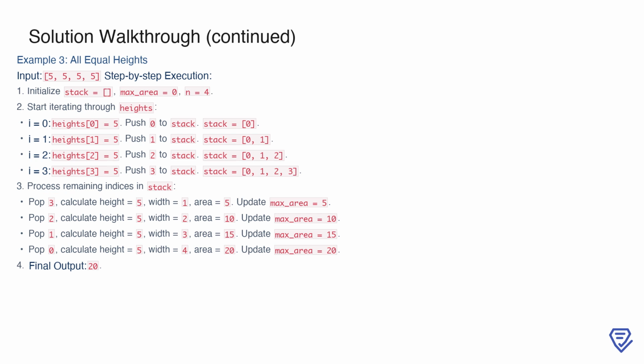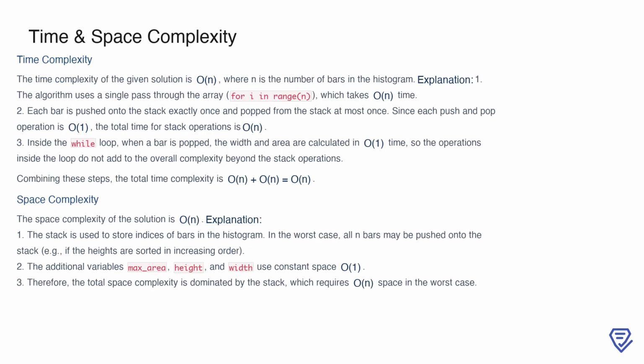This example shows that when all heights are the same, the largest rectangle spans the entire width of the histogram, resulting in the maximum area being the product of the height and the total width of the array. Here, we analyze the time and space complexity of our solution.